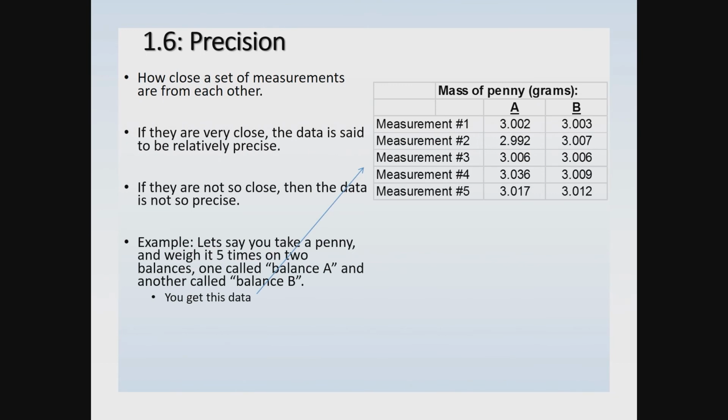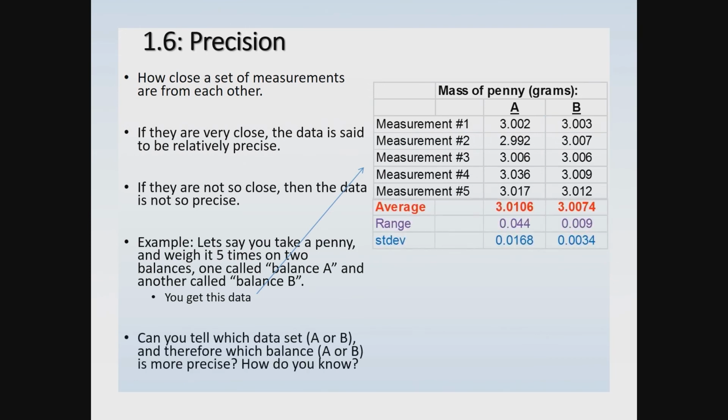Now with balance B, you can sort of look at the numbers immediately, and when you threw the penny 5 times onto balance B, what you can see is that these measurements are closer together. And so here we know that is because the range of values is far less. The values for balance B range from measurement 1, 3.003 grams, up to 3.012 grams. So it looks like a smaller range of values you got, and so it's 0.009 grams. And so I actually indicated here the ranges of the measurements you got for each balance, A and B.